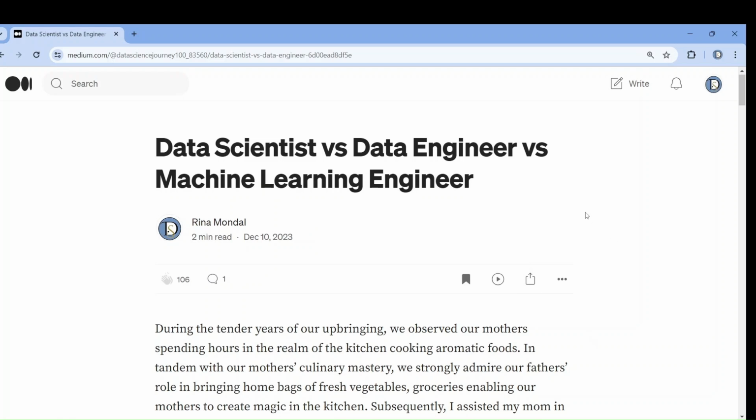So today we will understand what is the difference between data scientist, data engineer and machine learning engineer. These terms often confuse a lot of beginners, so it must be clear about their roles.